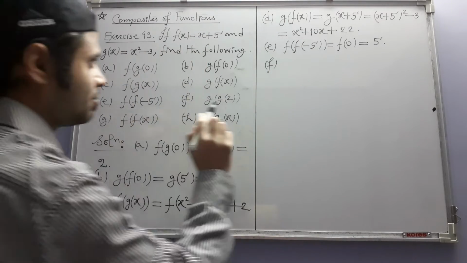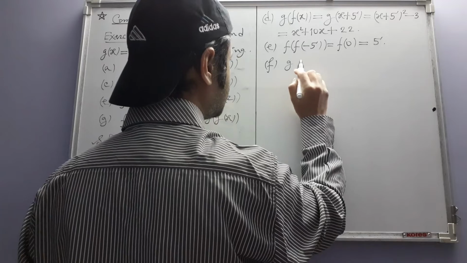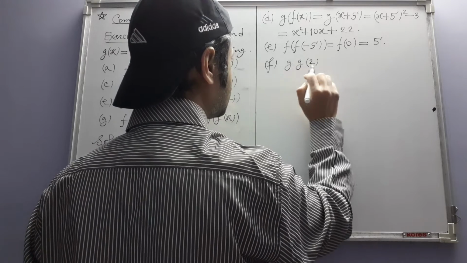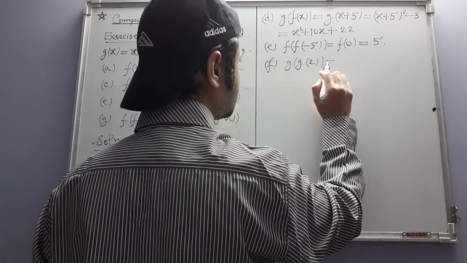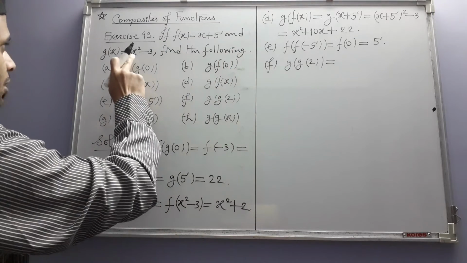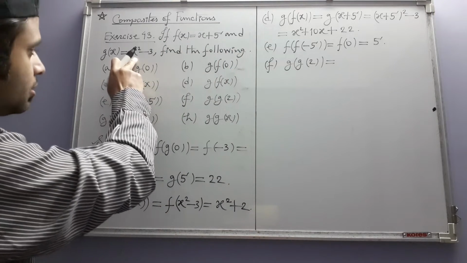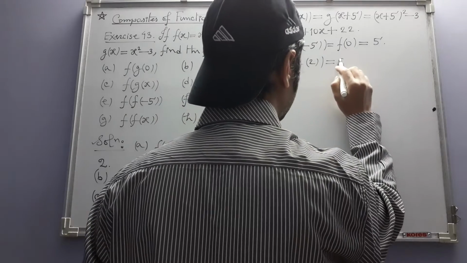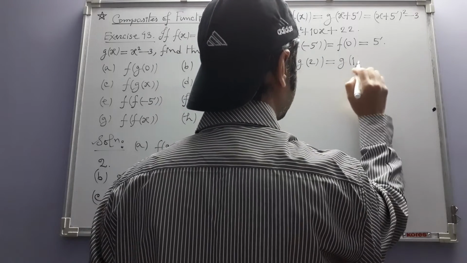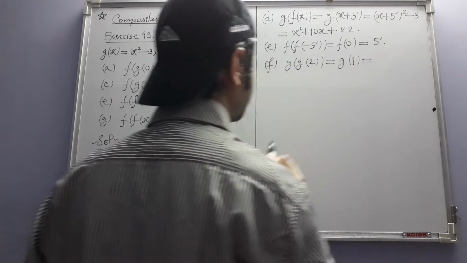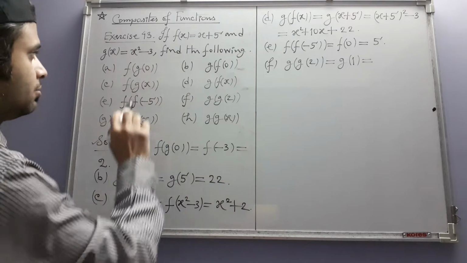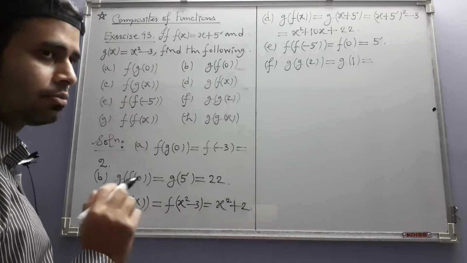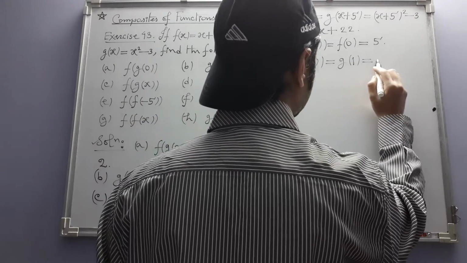Then F, g of g of 2. First of all, if we put 2 here, we have 4 minus 3, which is 1. So that means this is g of 1. And now again, in the formula for g, if we put x equal to 1, we get 1 minus 3, that is minus 2.